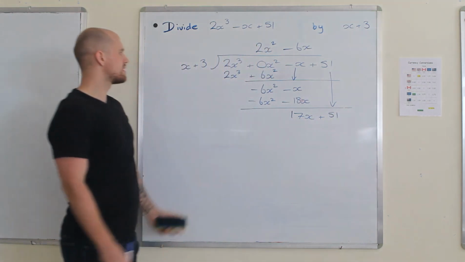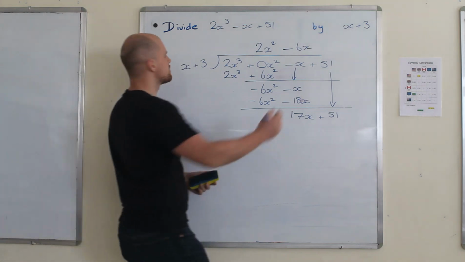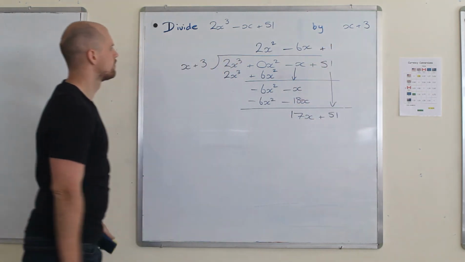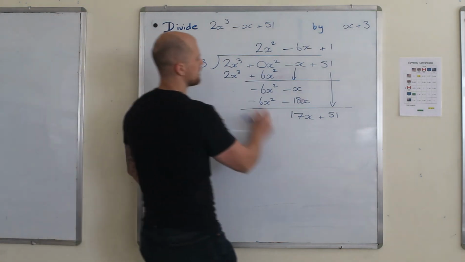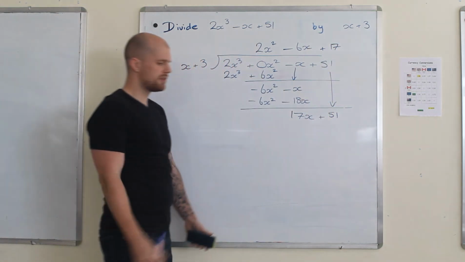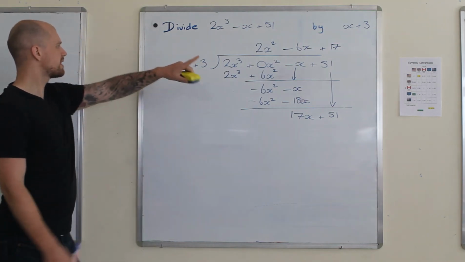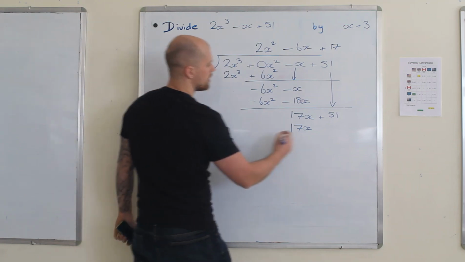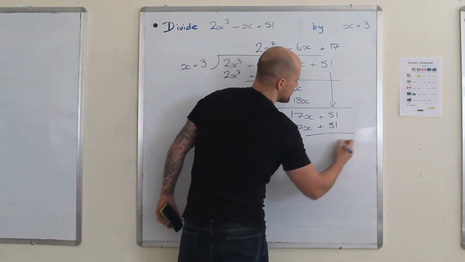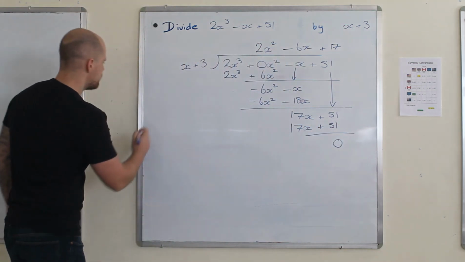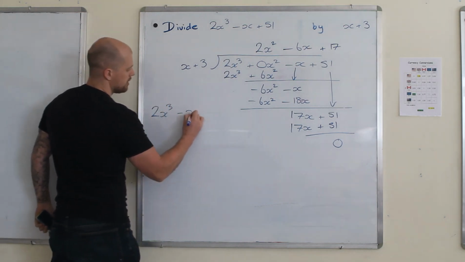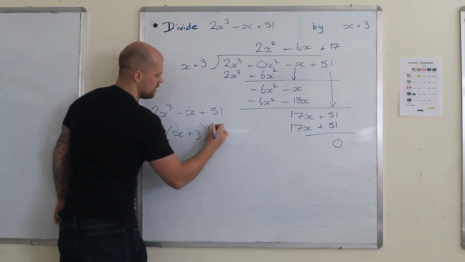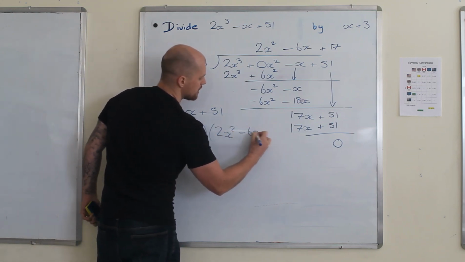17 times 3 is indeed 51. Oh, sorry, no, plus 17, because x goes into 17x that many times. So we'll just double check, 17 times x is indeed 17x. 17 times 3 is 51, our remainder is 0, that's fantastic. We can therefore say that 2x cubed minus x plus 51 is x plus 3 times 2x squared minus 6x plus 17.